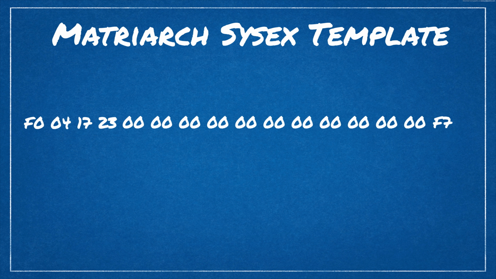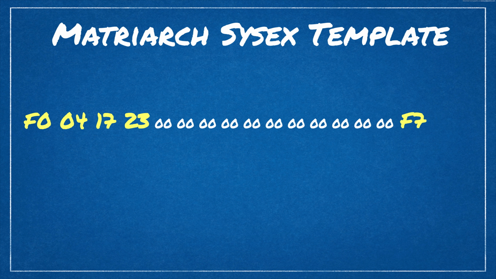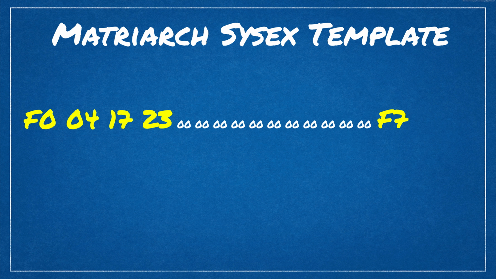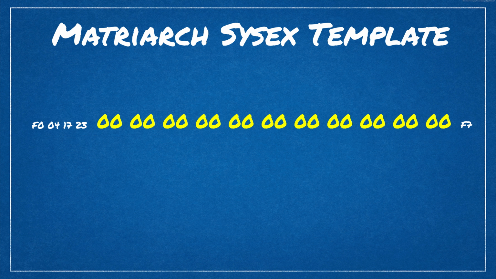Okay, so we've covered the basics of our template. So for any Sysex message going to the Matriarch, we're going to need F0, 04, 17, 23, a bunch of parameters, and F7. Okay, so now let's take a look at the good stuff, the digits between the 23 and the unit ID. Those are the values that are going to change how our synth behaves.